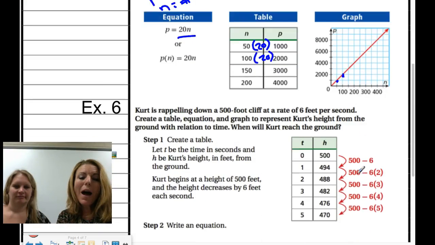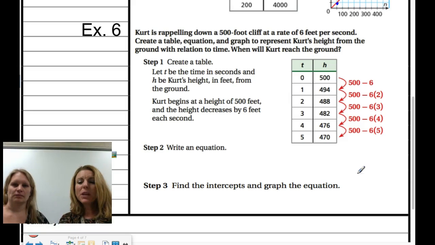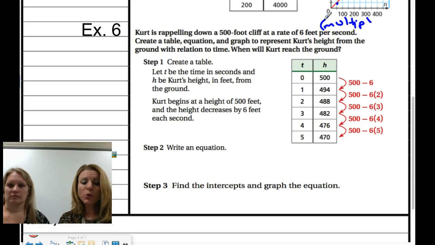So we're going to go on because now we're going to really do one. Kurt is rappelling down a 500-foot cliff. So rappelling means you're going down, at a rate of 6 feet per second. Create a table, which we've already done for you. We have to create an equation, and then we also have to create a graph to represent Kurt's height from the ground with relation to time.